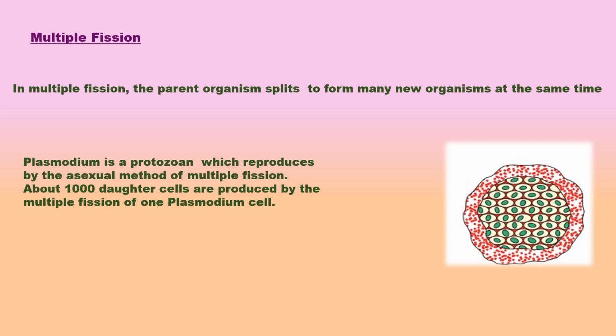Plasmodium is a protozoan, a microscopic, single-celled animal, which reproduces by the asexual method of multiple fission. About 1,000 daughter cells are produced by the multiple fission of one plasmodium cell. Plasmodium is the malarial parasite which produces malaria disease in human beings.